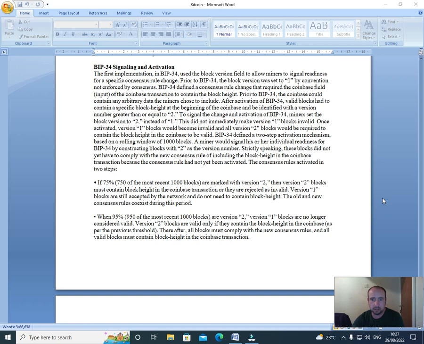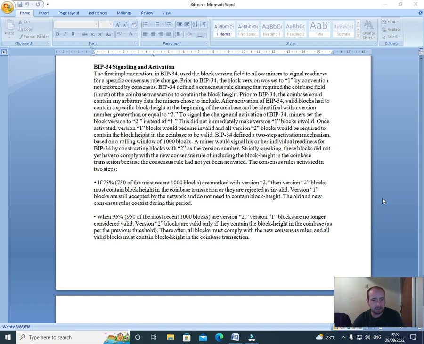BIP34 defined a two-step activation mechanism based on a rolling window of 1000 blocks. A miner would signal his or her individual readiness for BIP34 by constructing blocks with 2 as the version number. Strictly speaking, these blocks did not yet have to comply with the new consensus rule of including the block height in the coinbase transaction because the consensus rule had not yet been activated. The consensus rules activated in 2 steps.